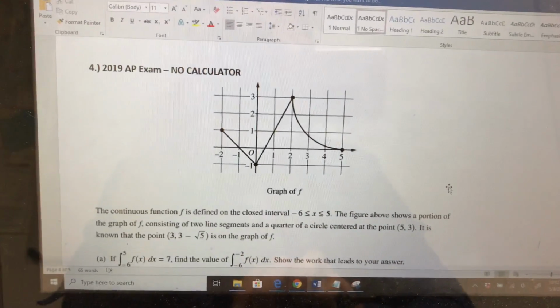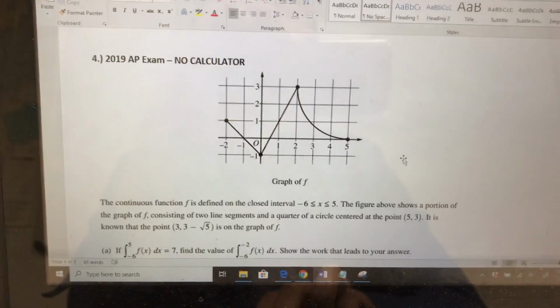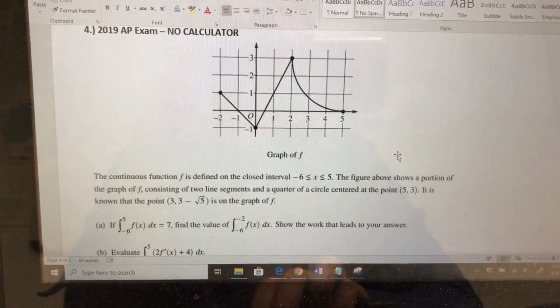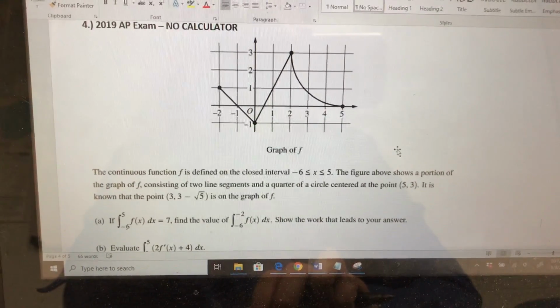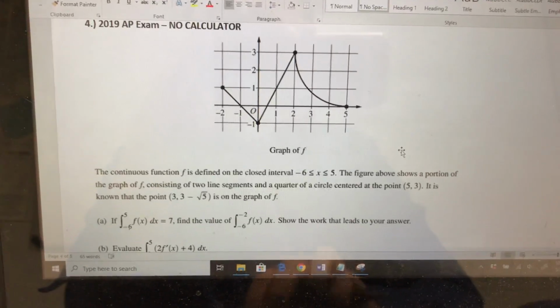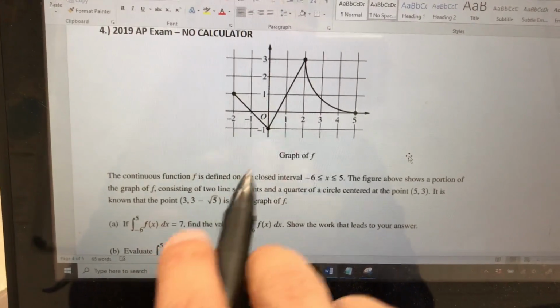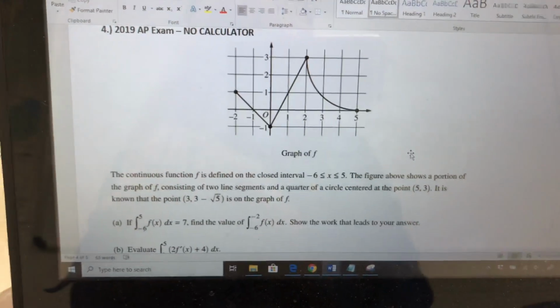All right, this is one of the free responses on the 2019 AP exam, and I think it's a pretty good one. So they give you this continuous function here, that's graph f, always make a careful note of that. And anyway, it says it's defined between -6 and 5, but notice they're only giving us -2 to 5 in the graph, which is kind of interesting. They also tell us that the point 3 minus radical 5 is on that graph, okay?